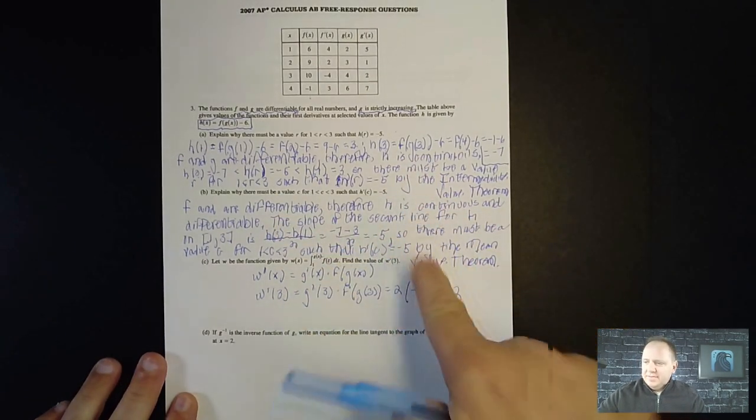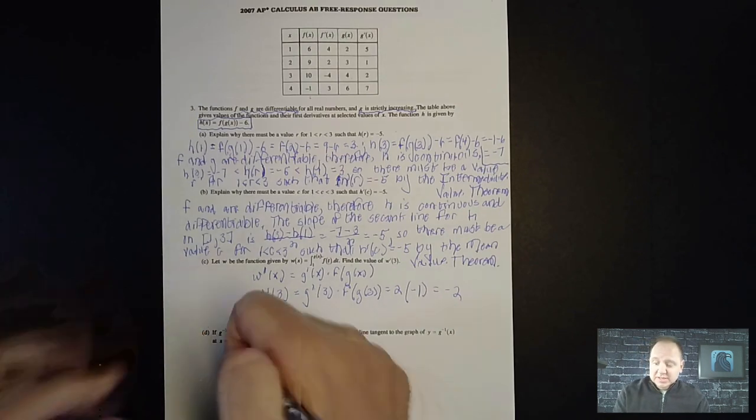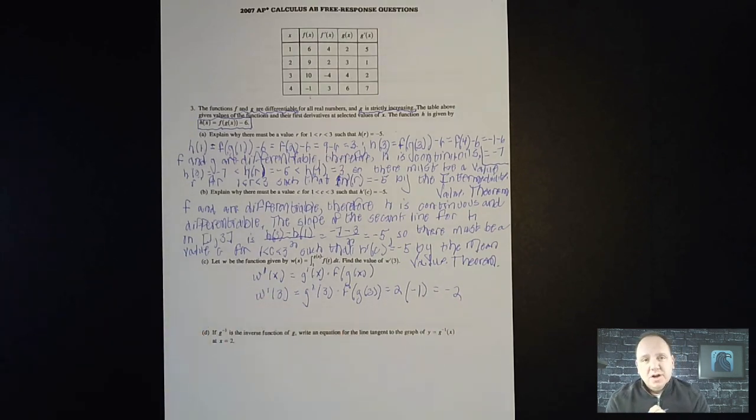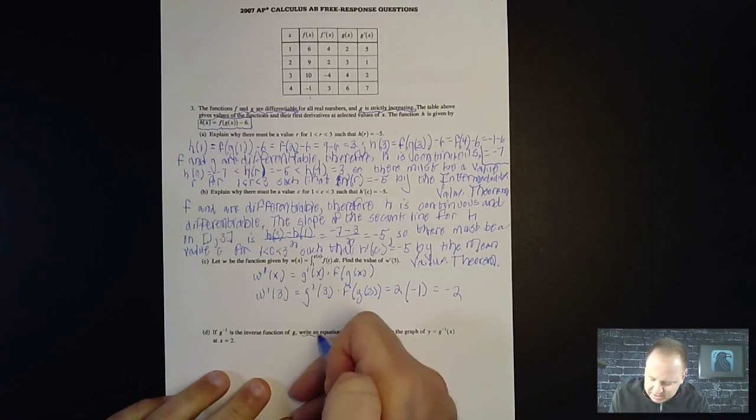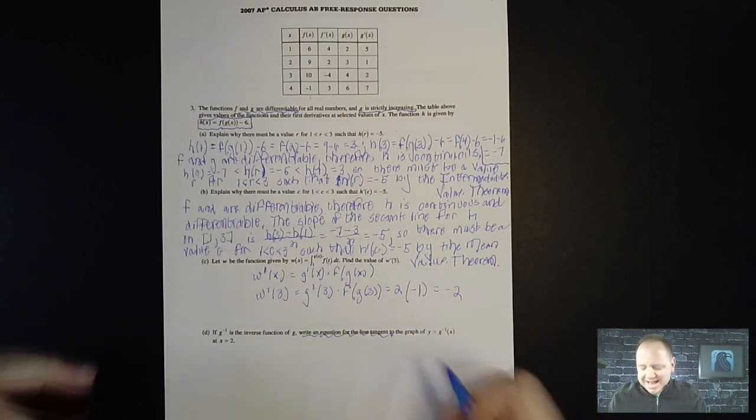IVT, MVT, FTC part 2. Now, the reason I love this problem is because now we can even talk about the shortcut for taking the derivative of an inverse of a function. All right. If g inverse is the inverse function of g, write an equation for the line tangent to the graph of the inverse of g at x equal to 2.